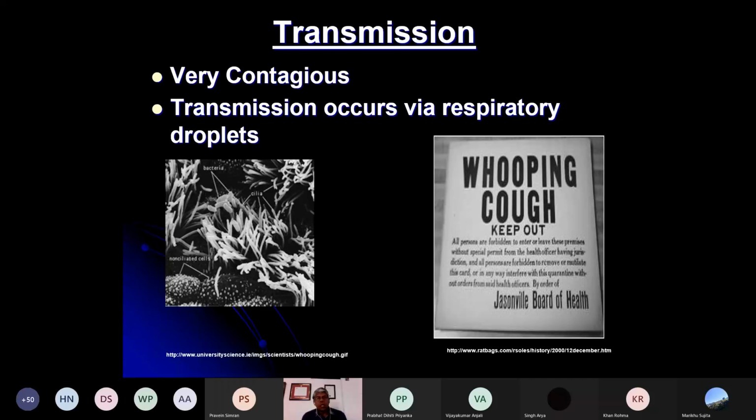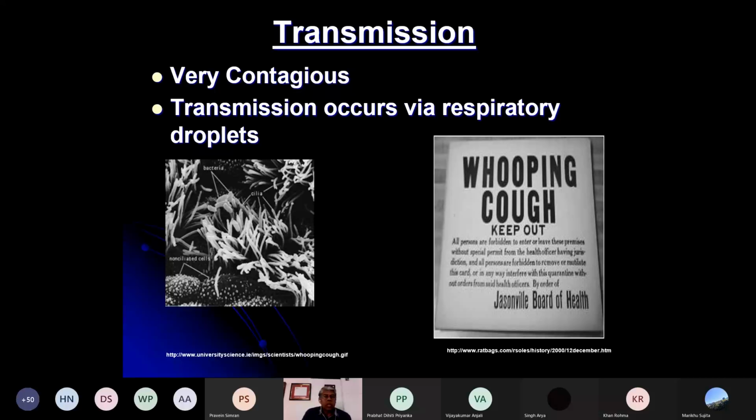It's an extremely contagious disease, much more contagious than COVID. Therefore, before COVID times, whenever there used to be outbreaks of whooping cough in a particular locality, signs were posted saying this locality has got whooping cough, keep out. Do not enter this area, do not enter this house, do not come in contact with the people.